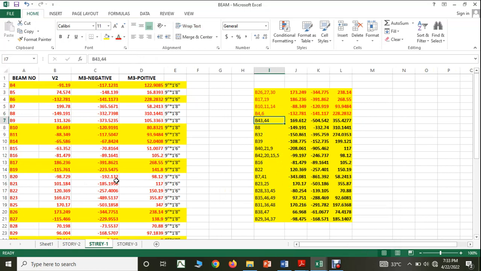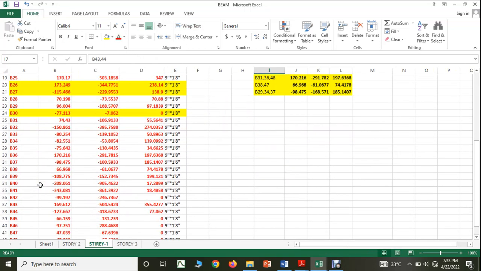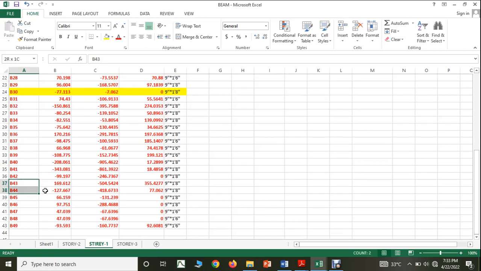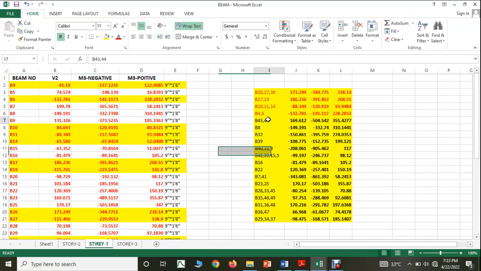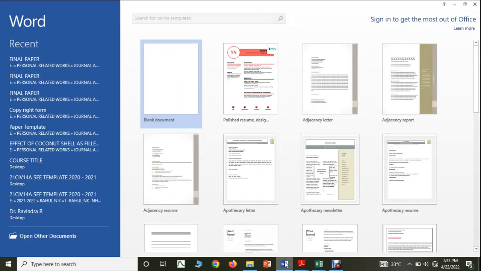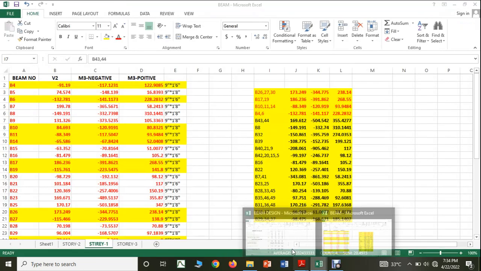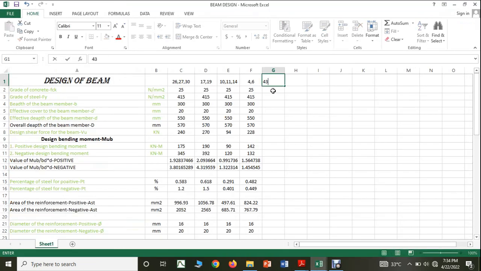Next you have 43 and 44. Just check what will happen. 43 and 44, again the dimensions of the beams are the same. So this will be the grade, this will be this, the corresponding 300. This also, these values will not change.